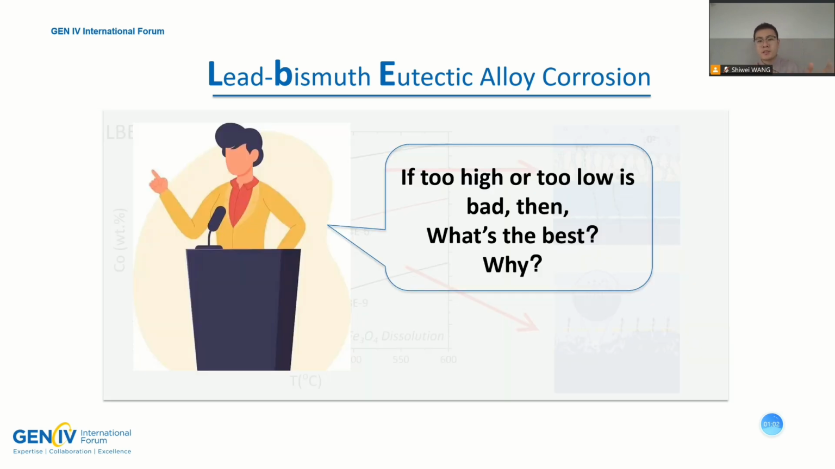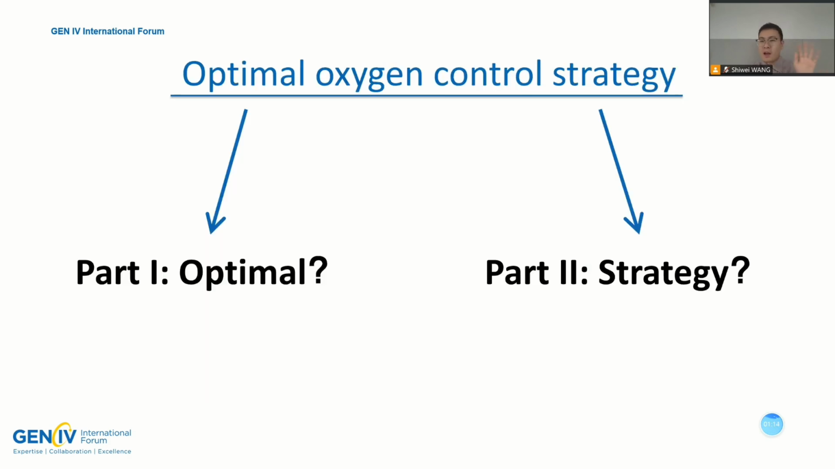Last time I raised these concerns at a conference, an expert said that if the oxygen concentration is too high or too low, both are bad, then what's the best oxygen concentration and why? At that time, I had no idea, but after years of research, we tried to establish the optimal oxygen control strategy. To achieve that, we need to overcome two questions. One, what's the optimal? Two, what's the strategy?